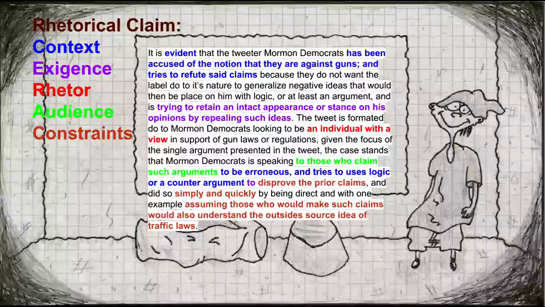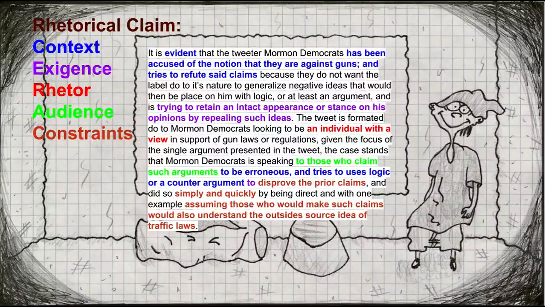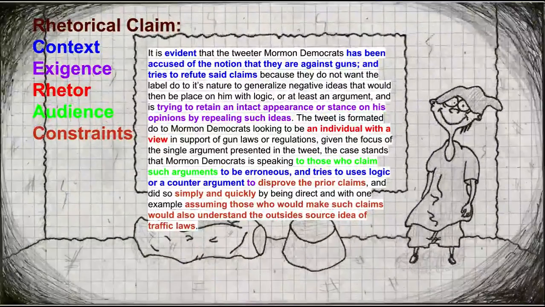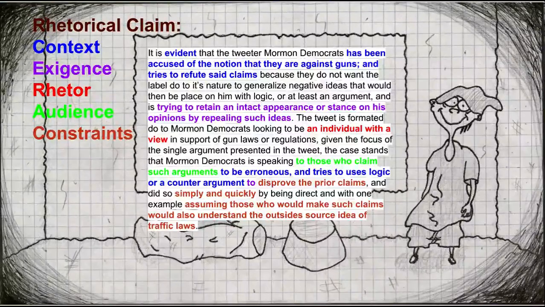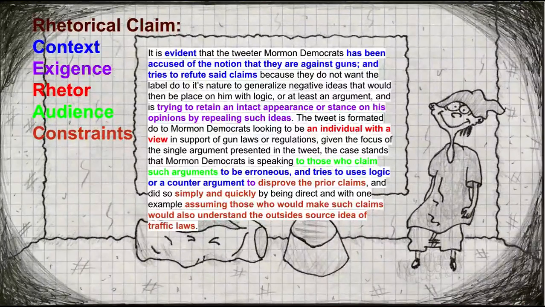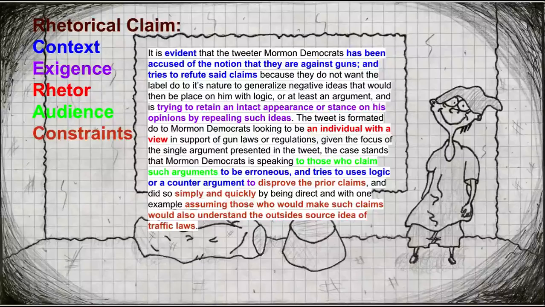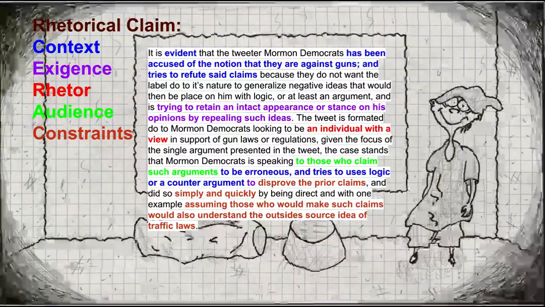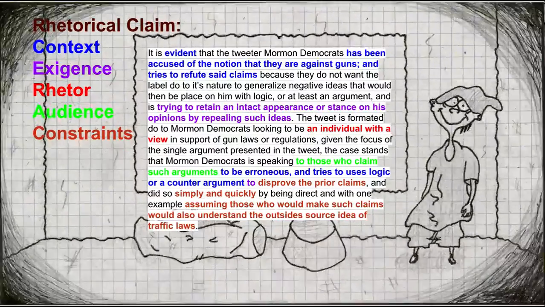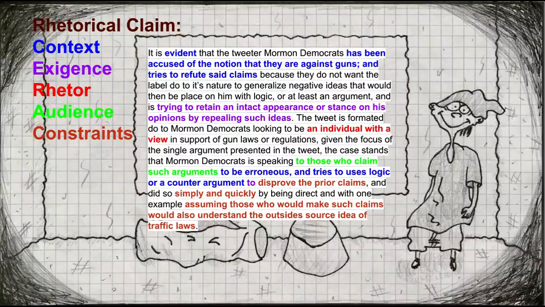It's a bit jumbled, so let me see if I can get it right the first time reading it. It is evident that the tweeter Mormon Democrat has been accused of being against guns, and tries to refute such claims because he does not want the labels, due to their nature to generalize negative ideas that would then be placed on him, with logic, or at least past arguments, and is trying to retain an intact appearance or stance on his opinions by repealing such ideas.